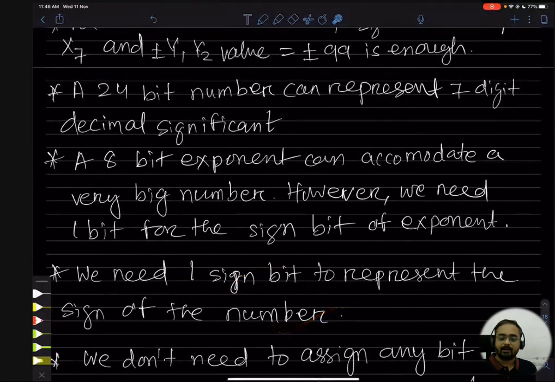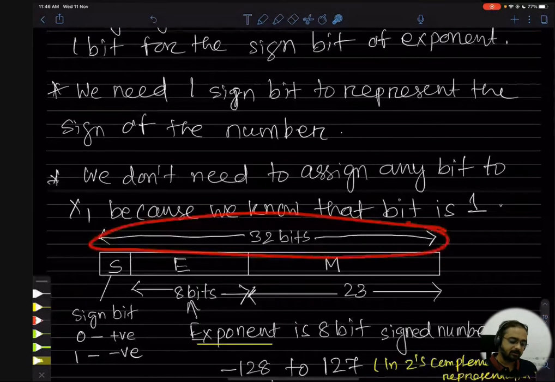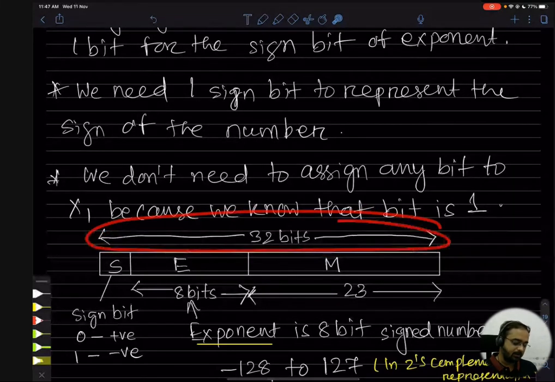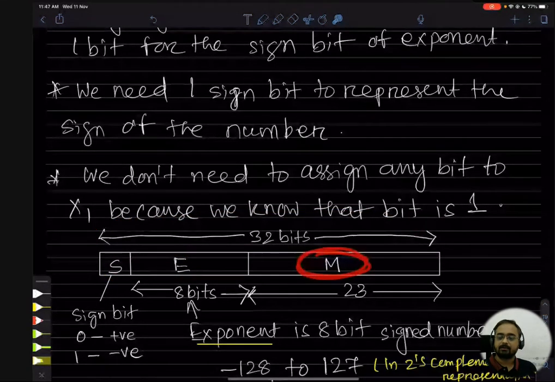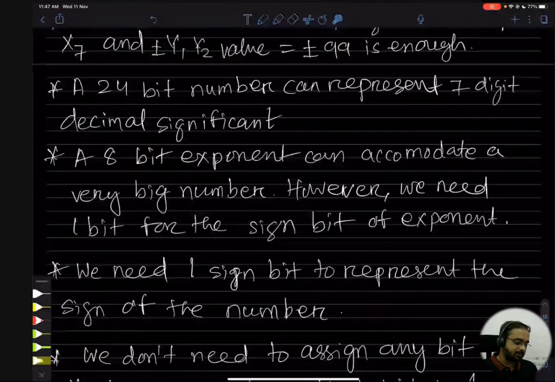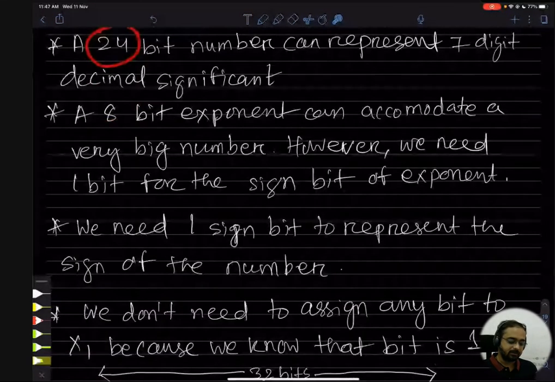And we have a total length of 32 bits. If we now represent the total 32 bits, we will divide it as 1 bit for the sign, 8 bits for the exponent, and the rest 23 bits for the mantissa. But we said in the previous case that we need 24 bits. So how to accommodate 24 bits in this 23?